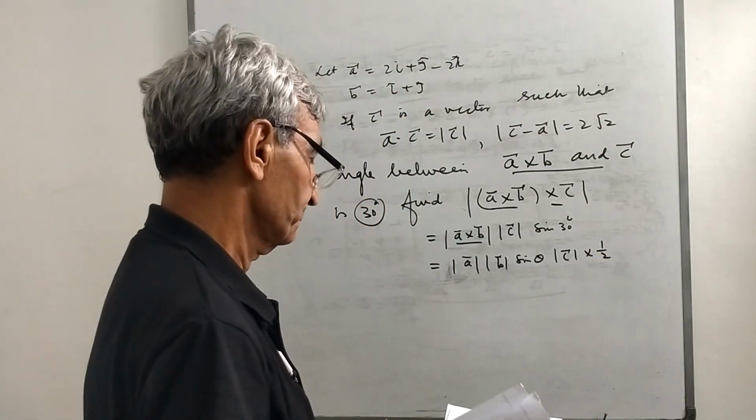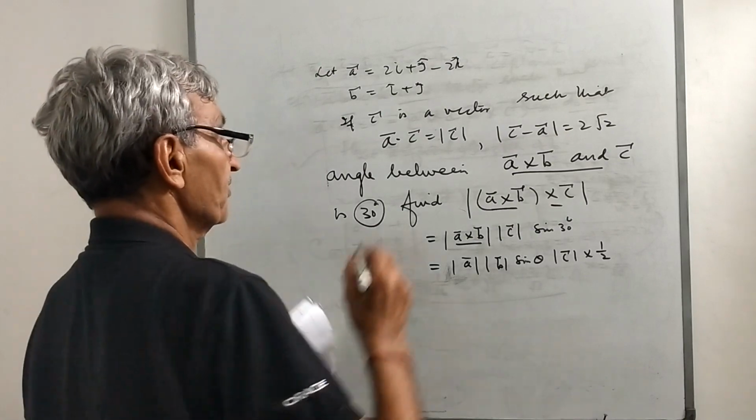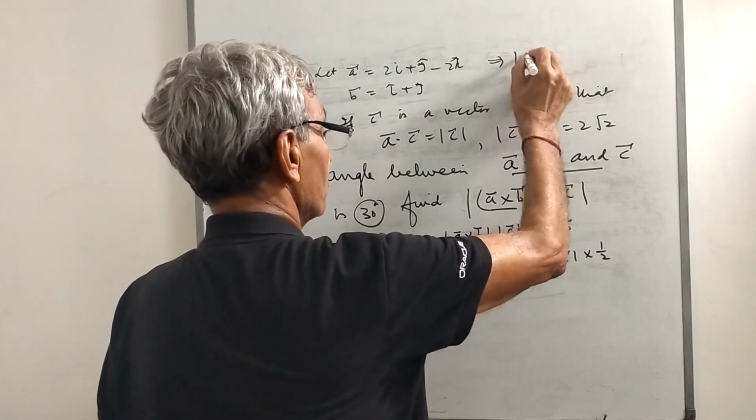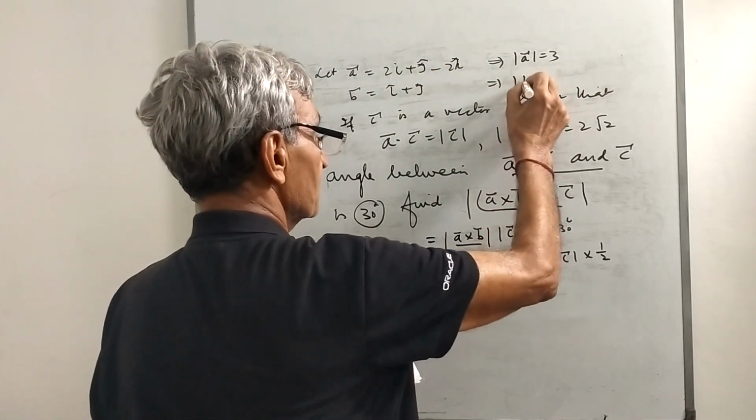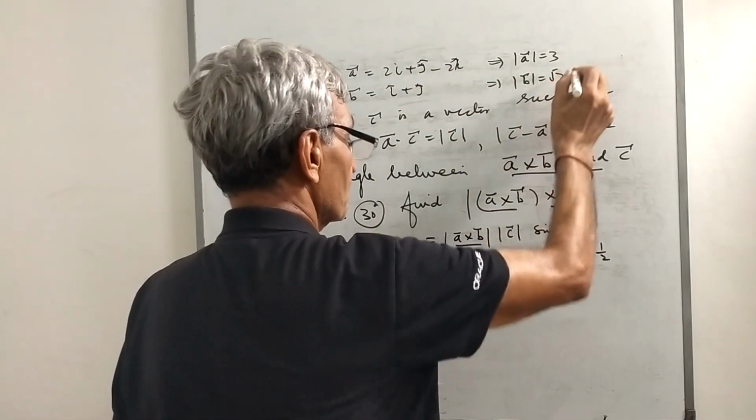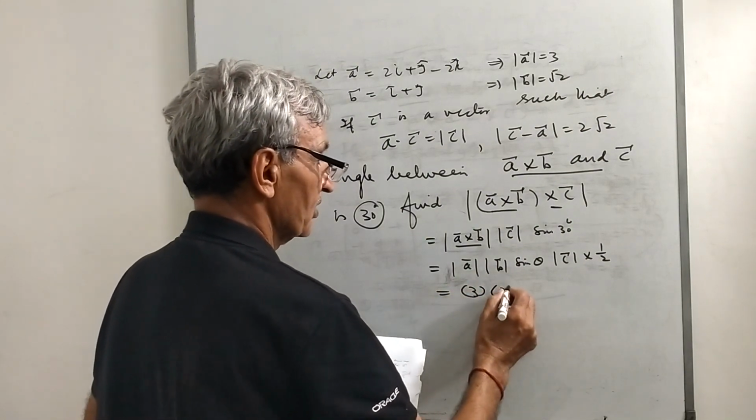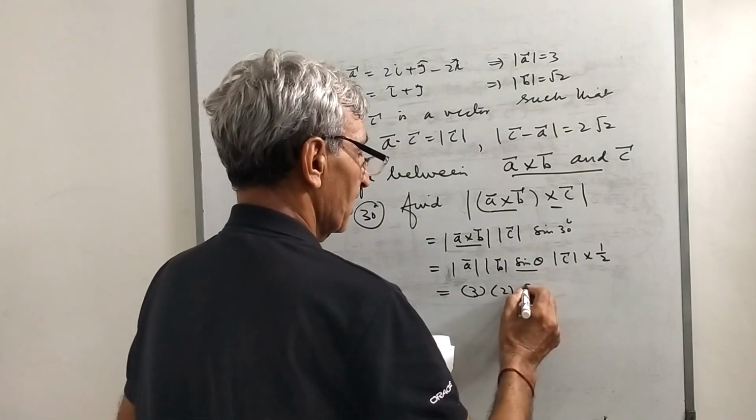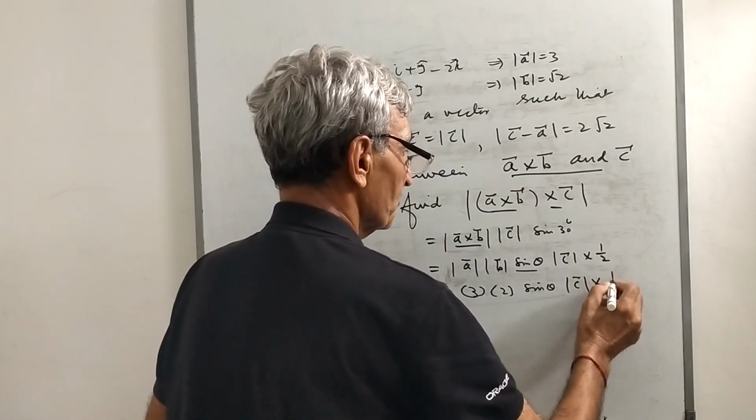I need to find the magnitude of A. What is the magnitude of A? Magnitude of A is equal to root of 4 plus 4 plus 1, which is 3. Magnitude of B is equal to under root 2. So I got here, this is equal to 3, and this is equal to under root 2. Sine theta, I'll find out the angle between them, and magnitude of C I'll find, into 1 by 2.